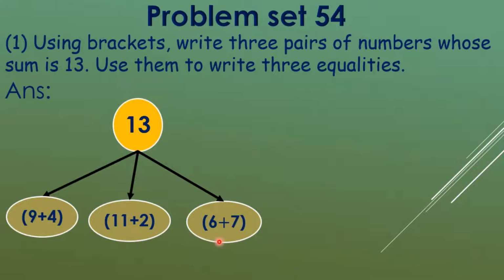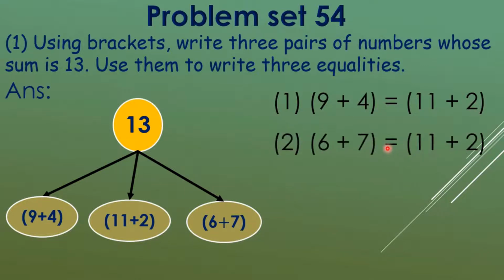So the first equality we can write as 9 plus 4 is equal to 11 plus 2. One more we can write, 6 plus 7 is equal to 11 plus 2. And we have the third one as 6 plus 7 is equal to 9 plus 4.